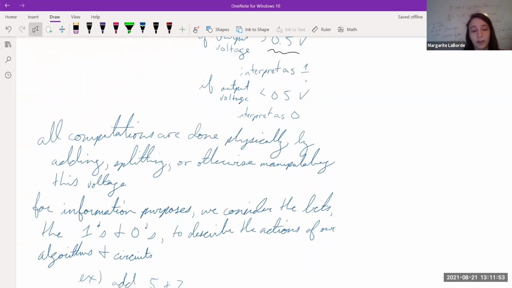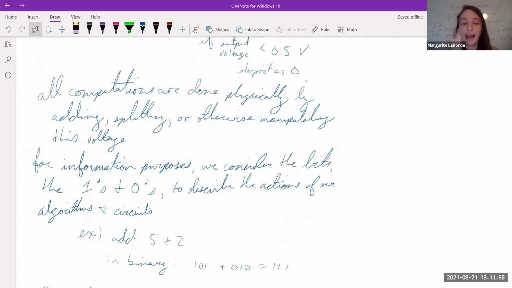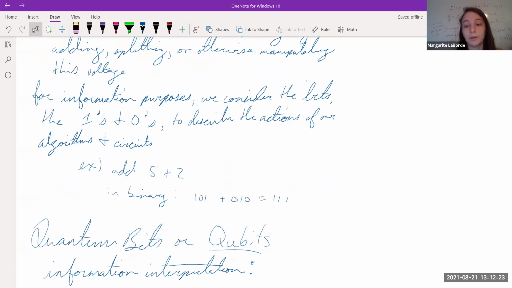And then all of your computations are done physically by adding, splitting, or otherwise manipulating this voltage. So whenever you're talking about your actual gates, it's really just transistors and things in the wire. And everything that you're doing mathematically is represented by just electronics dealing with these voltages to add up. However, for information purposes, it's easier to consider the 1s and the 0s, your binary code, to describe the actions of your algorithms and circuits, because maybe if you're doing computer science, you don't necessarily care how transistors work, you care about how they add your voltages together to do your computations.